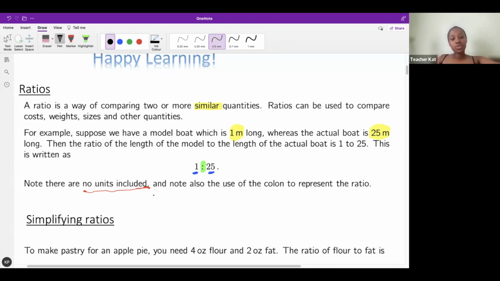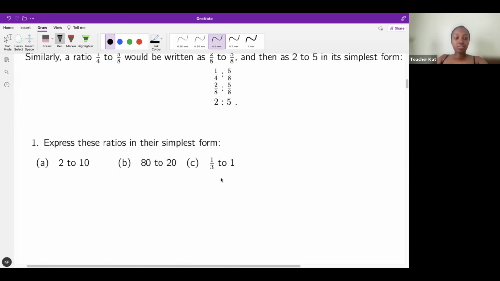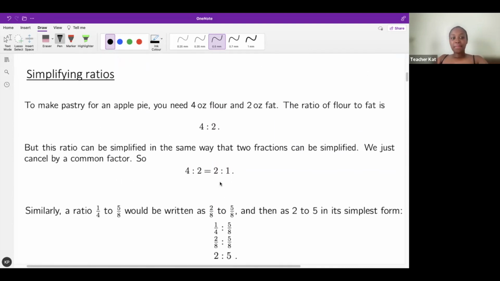Right, so no units are included because we already assume that they are in the same unit. So if they give you dimensions of the boat in centimeters, then the model will also be in centimeters. Okay, that's how it works. So I'll come back to simplifying ratios now. Okay, no, I have to do it now, never mind.